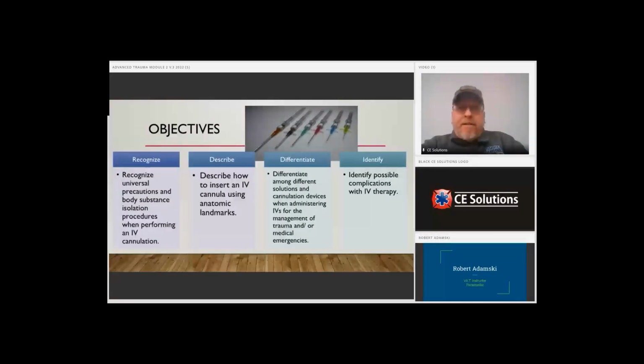We have 4 main objectives here. First objective is to recognize universal precautions and body substance isolation procedures when performing IV therapy. Second, we're going to describe how to actually perform IV cannulation or insert an IV using anatomic landmarks. Then objective 3 is we're going to differentiate among different types of IV solutions and cannulation devices, different types of IVs, all right, for the management of both trauma and medical emergencies. And then finally, our 4th objective is to identify potential complications of IV therapy.